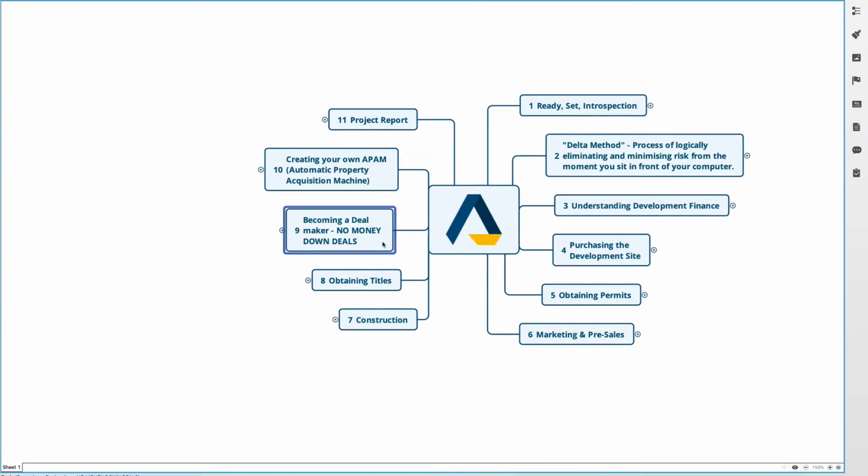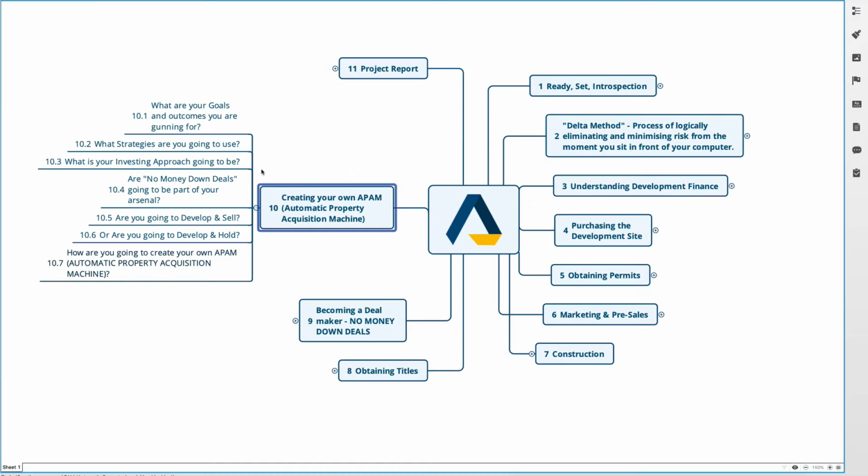In a few months' time, I will be releasing this and separating it from the main course, but for the time being, it is available with the main course. So, creating your APAM, which is your own automatic property acquisition mechanism, or your machine. In this, once you've understood all of these steps and how the equity is generated, how the profit is put together, you need to understand how all of this can be applied so that you can create and explode your property investment and create a massive portfolio for yourselves.